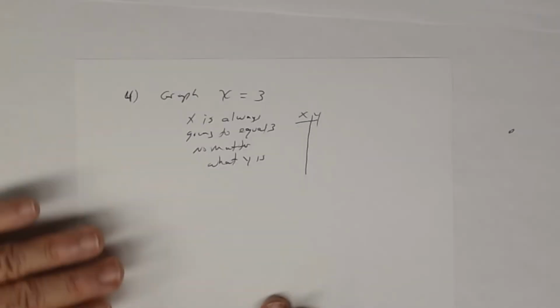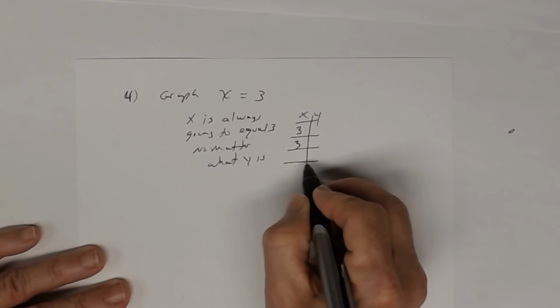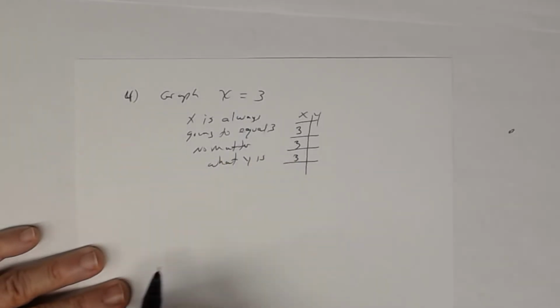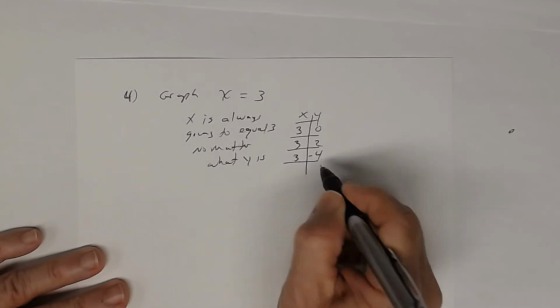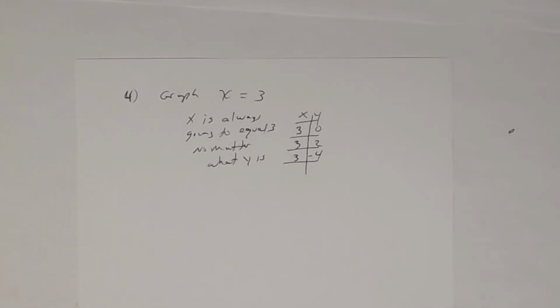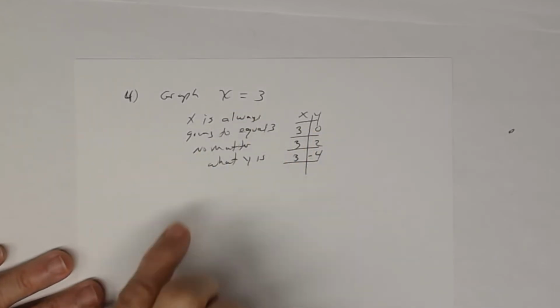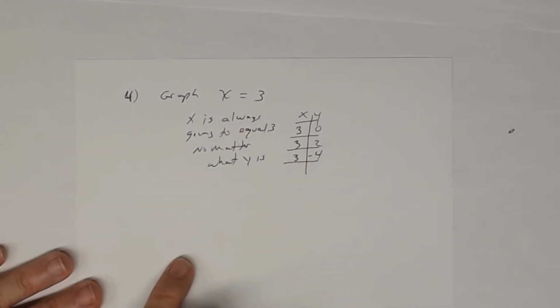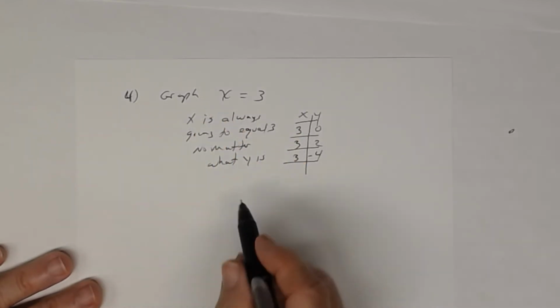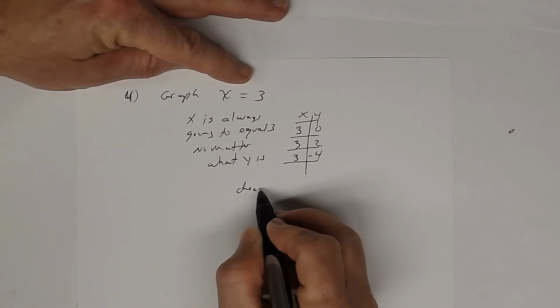So along the x column, you're going to say x has to be 3 all the way down, because that's what that says. X always equals 3, no matter what y is. Okay? No matter what y is. So these ordered pairs are solutions to this equation. Verify that's true, just like we did earlier. I just want you to see that that's true.